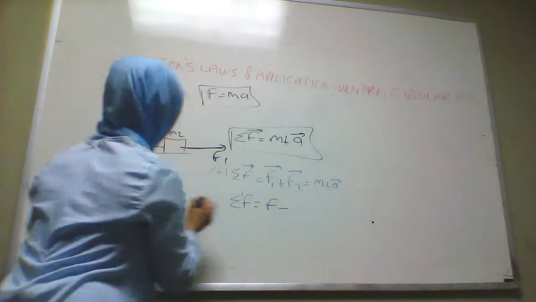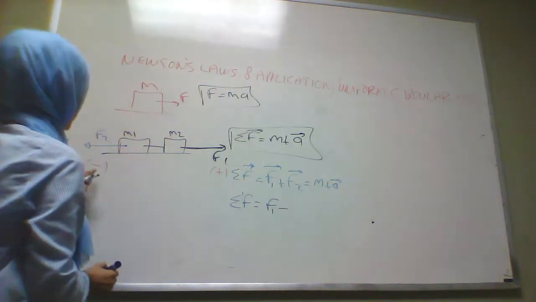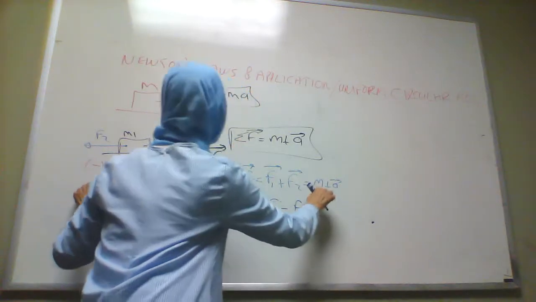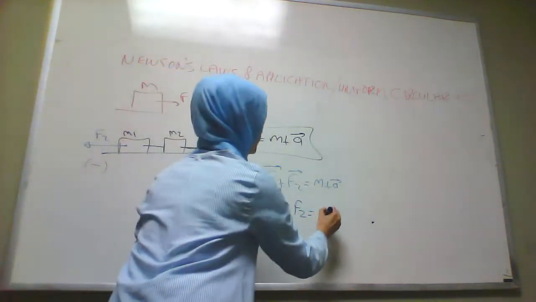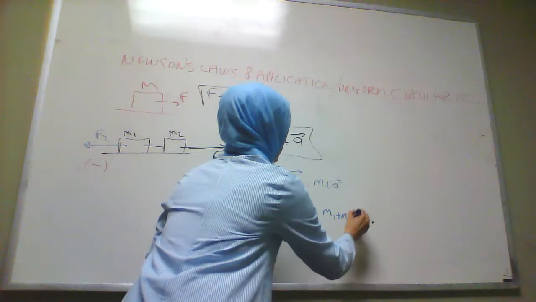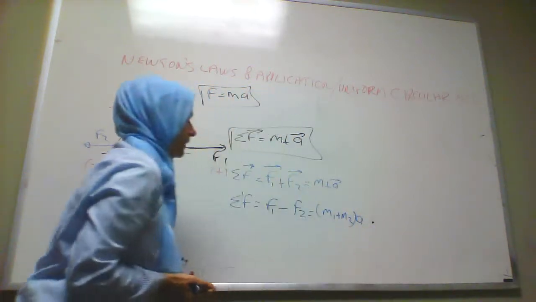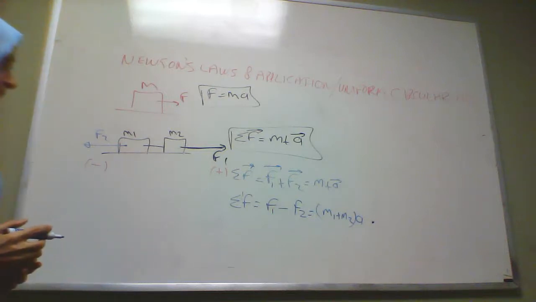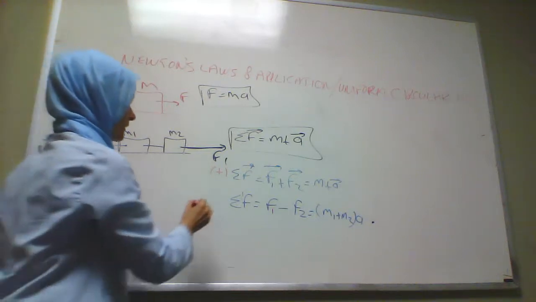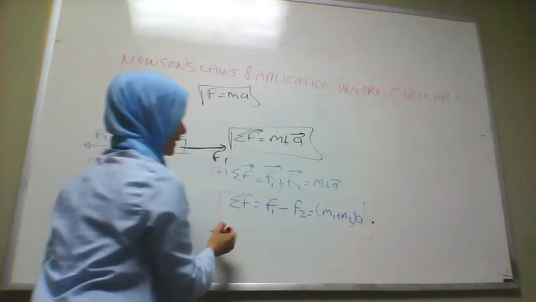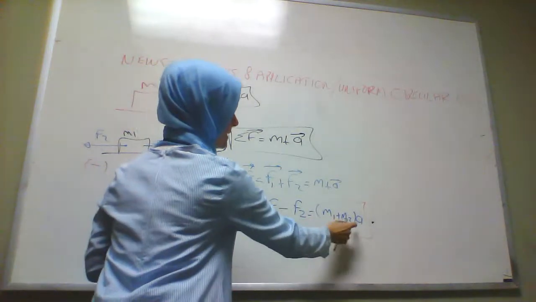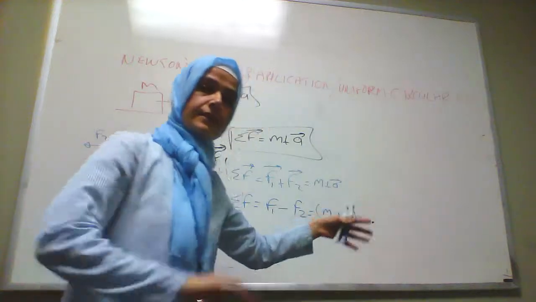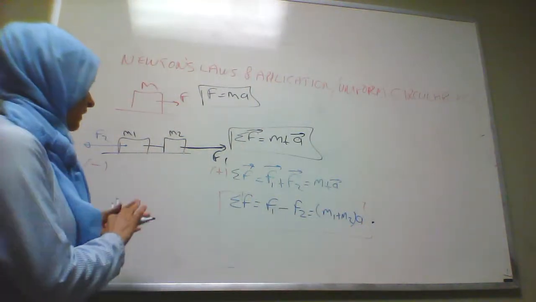So F1 is positive, I'll take F1 as positive, F2 is negative in my choice, so F1 minus F2 is equal to M total, which is M1 plus M2, times A. Here we are slowly moving into the applications of Newton's laws. So this was the idea. If I know these forces and masses, I can calculate A, or if I know A and the forces, I can calculate the masses, and so on. A lot of questions could come out of that.